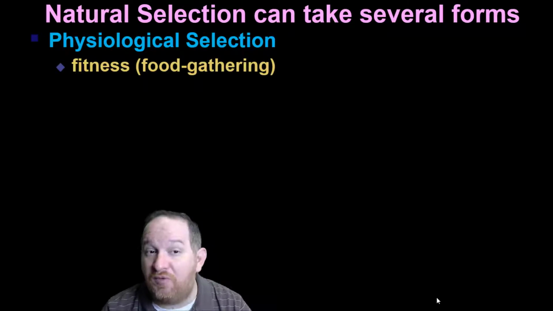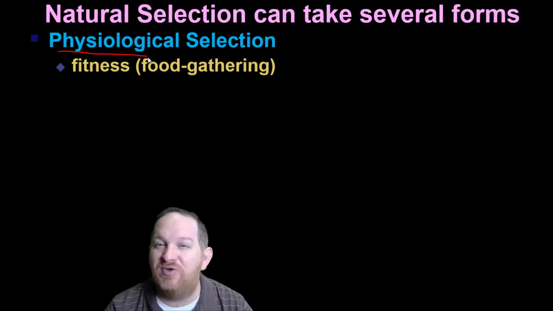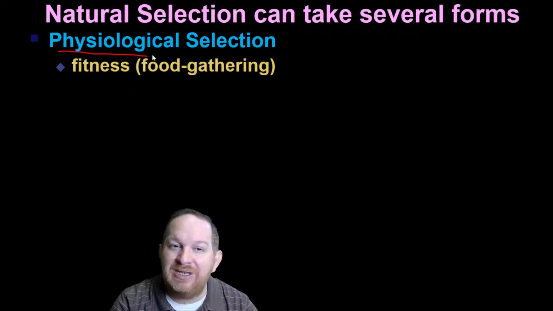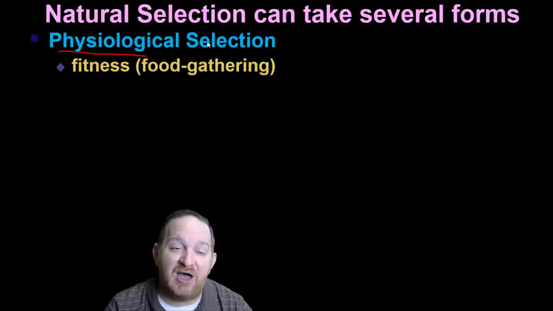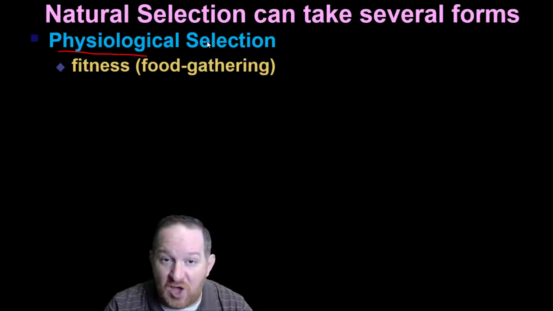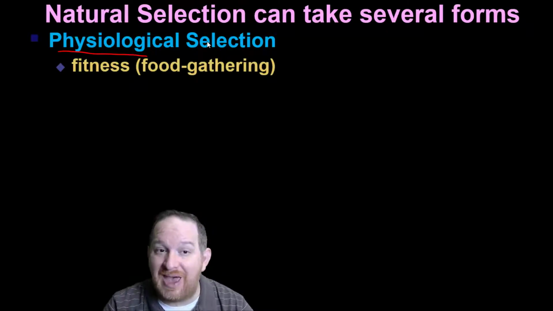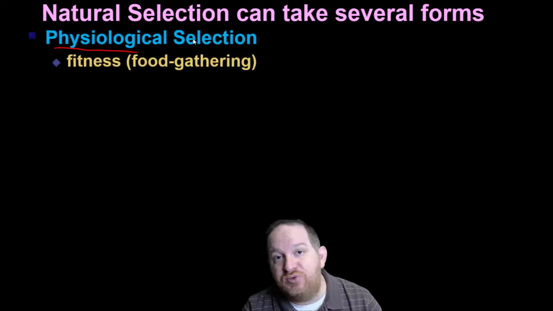So another form of natural selection is physiological, right? If you think of like anatomy and physiology, this is just how the organism's body works, right? All the inner workings, the things that allow the particular organism to live and survive. Well, one of those, of course, would be fitness. An organism that is fit, in other words, can gather food, for example, is more able to survive.